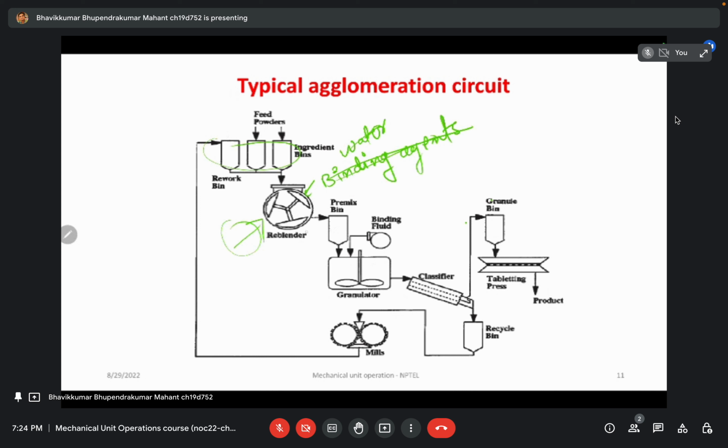The blending unifies all the particles, and then it is sent to the premix bin. Here we use the binding fluid, then it goes into the granulator or agglomeration unit. In the granulator unit it converts into granules, and then we classify it in order to use it as a final product. The oversized material goes to the granule bin, and then it can be converted into the final form of application.